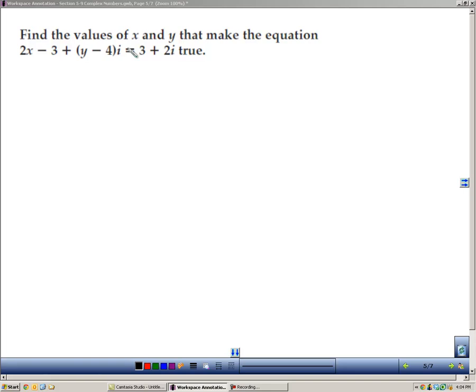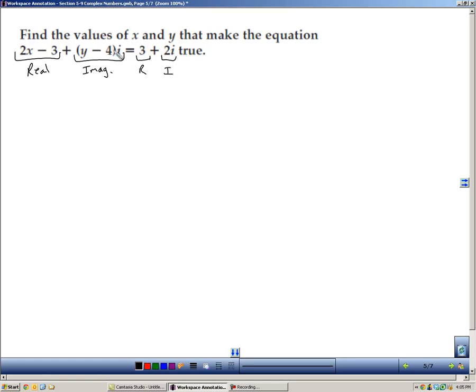In this example, we're asked to find x and y, but we aren't able to do that unless you understand that these are really just big complex numbers that we're looking at. This part here would be the real part because there's no i, but this part has an i, so this would be the imaginary part. Over here, the 3 would be the real part, and then the 2i would be the imaginary part.